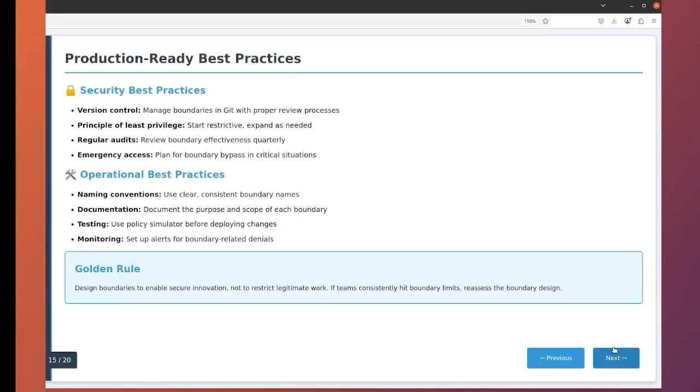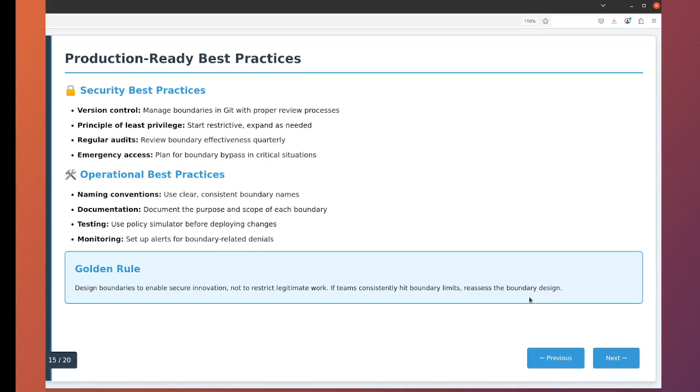Production-ready best practices. These best practices come from years of real-world implementations and lessons learned from both successes and failures. Following these guidelines will save you from common pitfalls. Version control your boundary policies just like application code. Use tools like CloudFormation or Terraform to manage them. This ensures repeatability and provides an audit trail of changes.